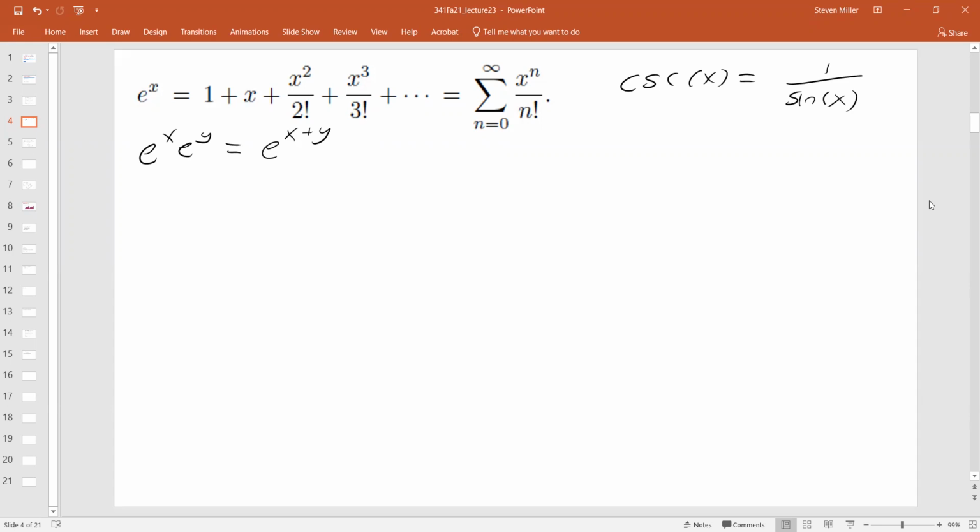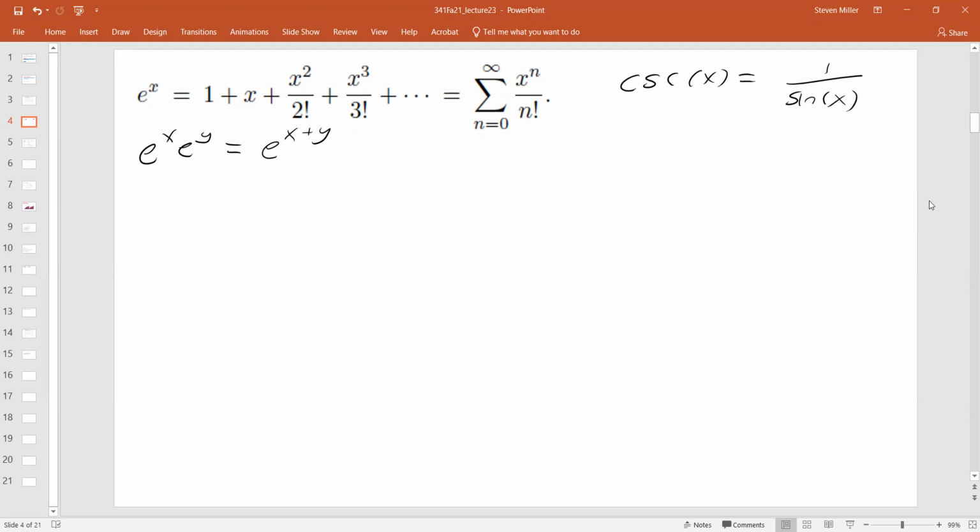What does e to the x mean? E to the x technically means an infinite sum. What does e to the y mean? It technically means an infinite sum. What does e to the x plus y mean? It technically means an infinite sum. Now, when you see e raised to the x, you think the number e, 2.718, raised to the x power. But technically, it's an infinite sum.